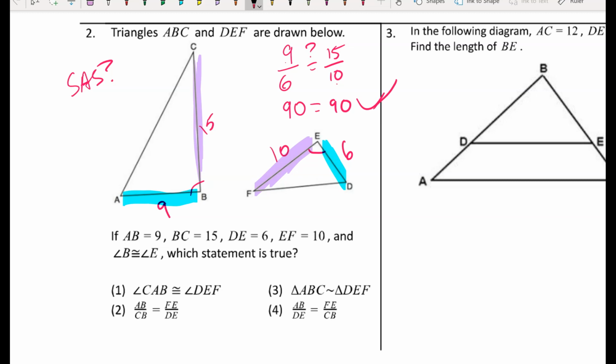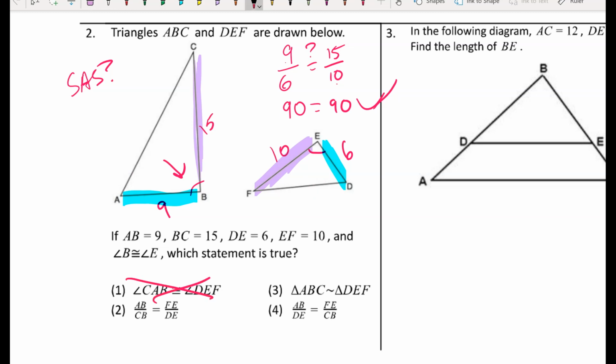Let me go through these answer choices though. Angle CAB is congruent to angle DEF. Well, that one can't be true because I already know that angle B and angle E are the same, so those would not be corresponding angles.